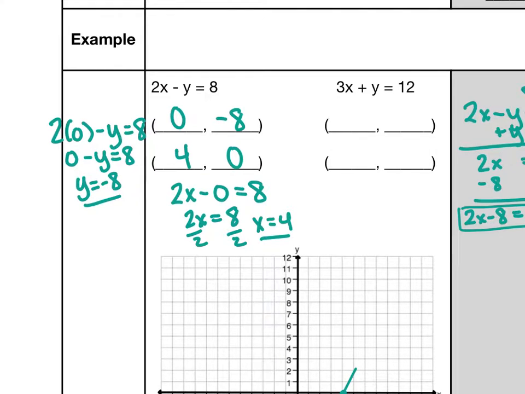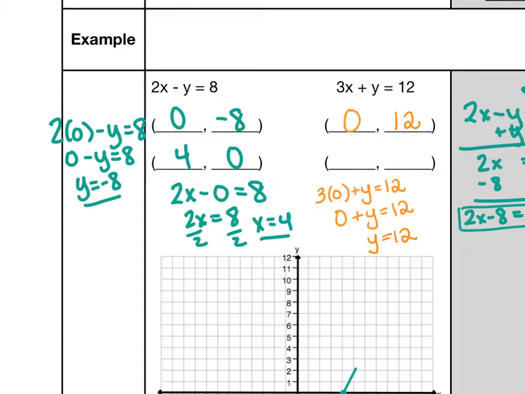One of the easiest ways to find solutions to this equation is to make one of the coordinates equal to 0. So I'm going to fill in the x coordinate as 0. Then I'm going to substitute 0 in place of x in the equation. If I replace x with 0 and rewrite the rest of the equation, now it's really easy to find the value of y. So 3 times 0 is just 0. 0 plus y equals 12. 0 plus y is just y. And then we know that y equals 12. So one coordinate pair that is a solution to 3x plus y equals 12 is the coordinate pair 0, 12.